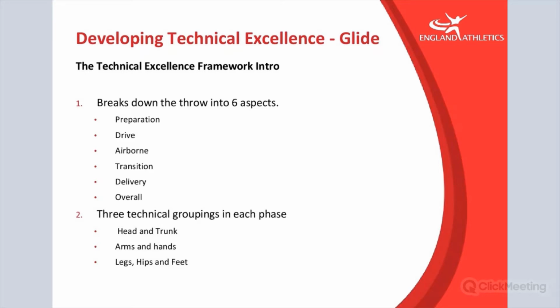So briefly mentioned this, so I'll go through these quite quickly. We break down the throw into 6 aspects: the preparation, the drive, airborne, transition, delivery, and overall. And I'll go through all of these in order as we go through. And I've got videos of both an elite athlete and also a beginner athlete where I can illustrate how we would go through the processes looking at these.